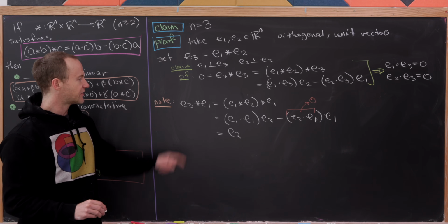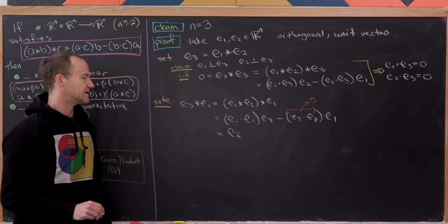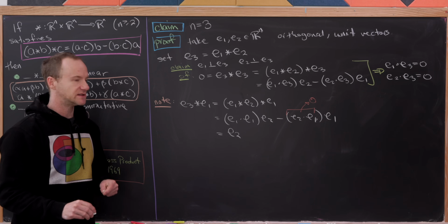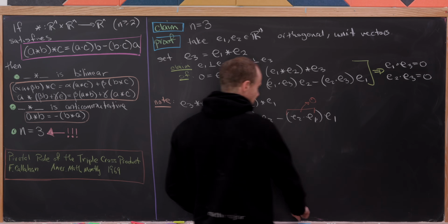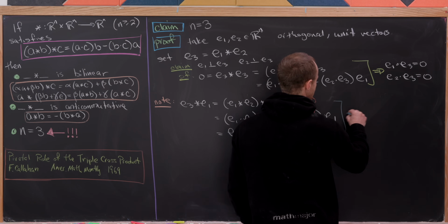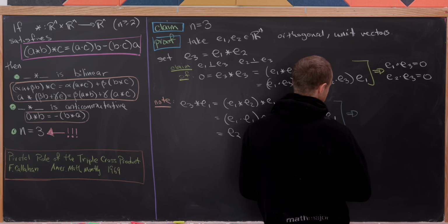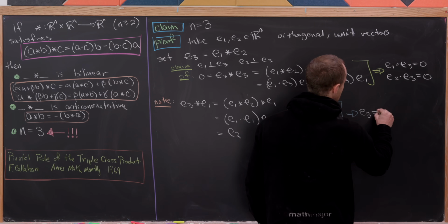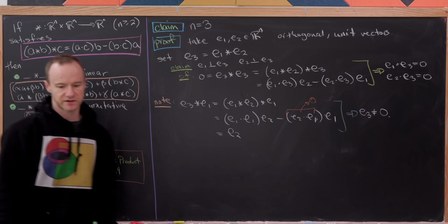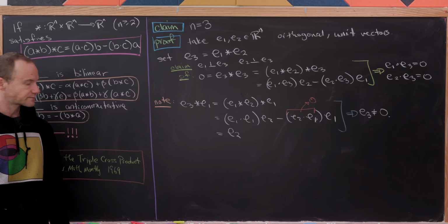So here we have E3 star E1 is equal to E2, not the 0 vector, but this implies that E3 is not the 0 vector because anything starred with the 0 vector is obviously equal to the 0 vector. I think that's pretty clear.